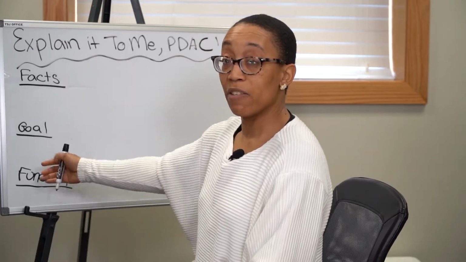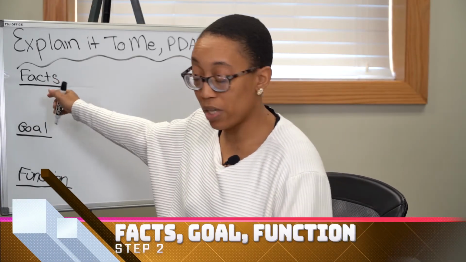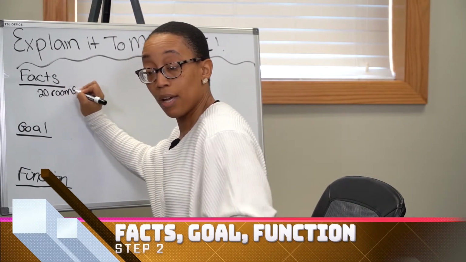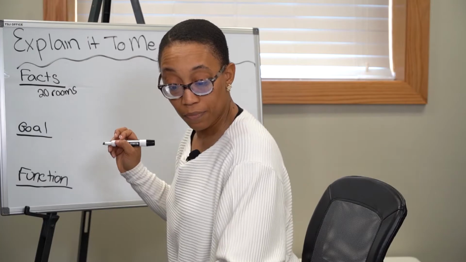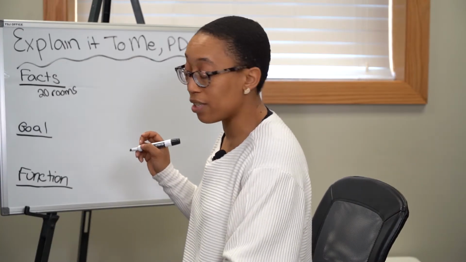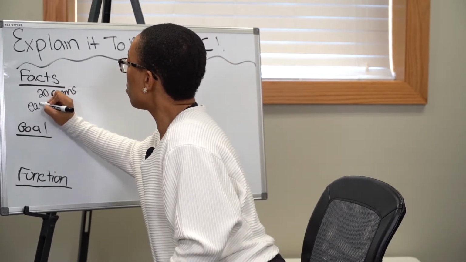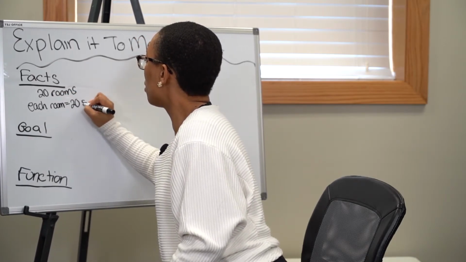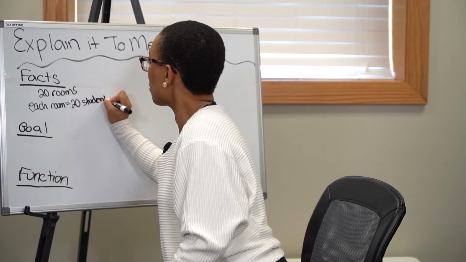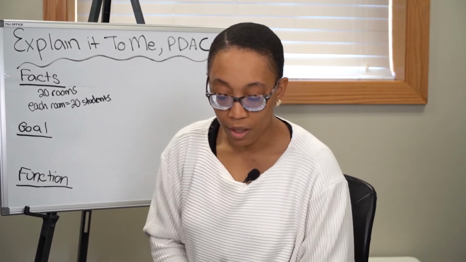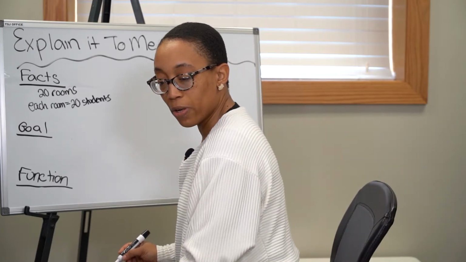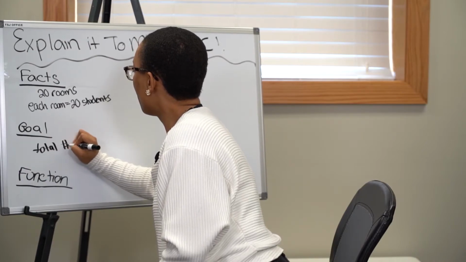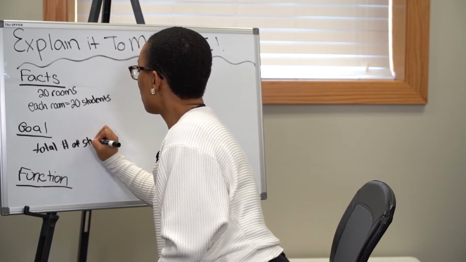Step 2 is fill out these 3 sections. So what are the facts? We know that there are 20 classrooms. I'm just going to write rooms. And then we know that each classroom has 20 students. So each room equals 20 students. All right. The goal is how many students are at West School. So total number of students.